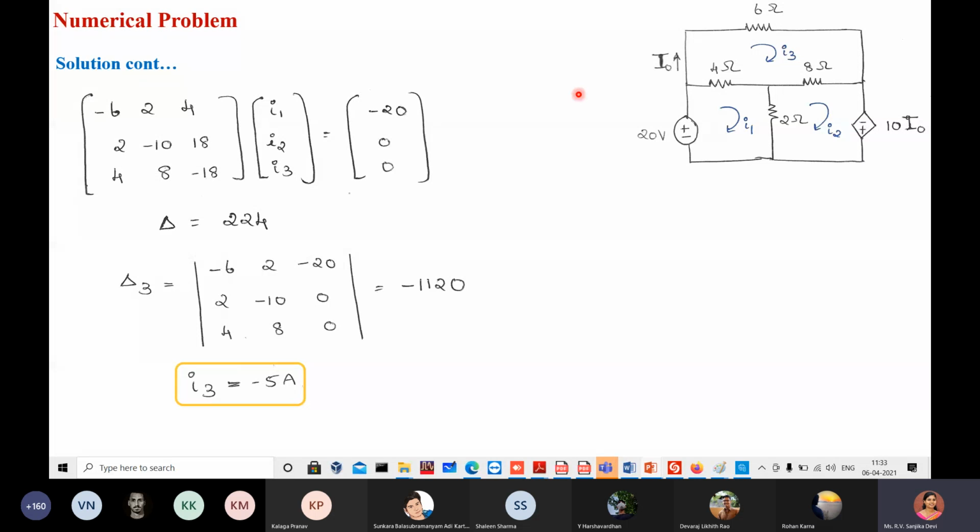Okay, so now we have seen how to solve mesh analysis when we have a voltage source. We saw two cases. In the first case, we saw only independent sources, and in the second case, we saw independent sources as well as a dependent source. Even though it is a dependent source, we need not worry, because if it is a voltage source, we just have to treat it as a voltage.